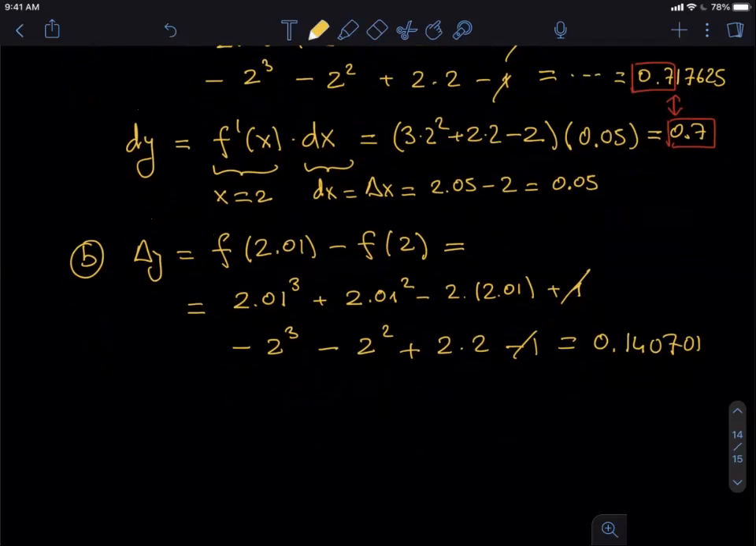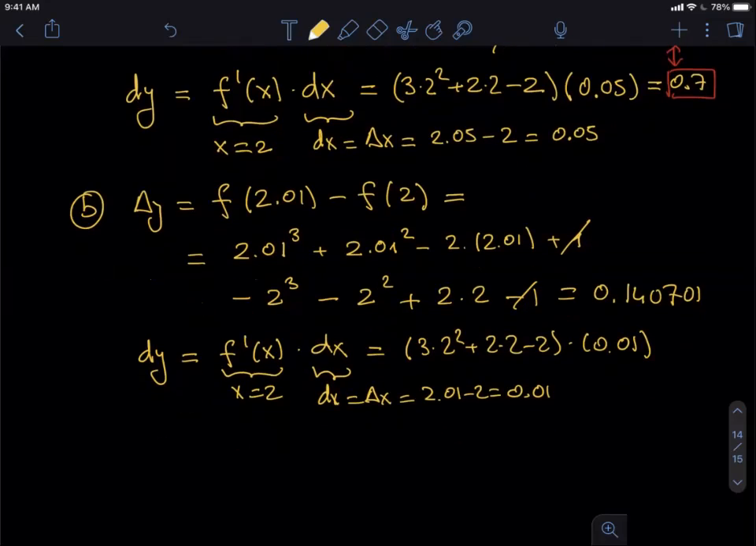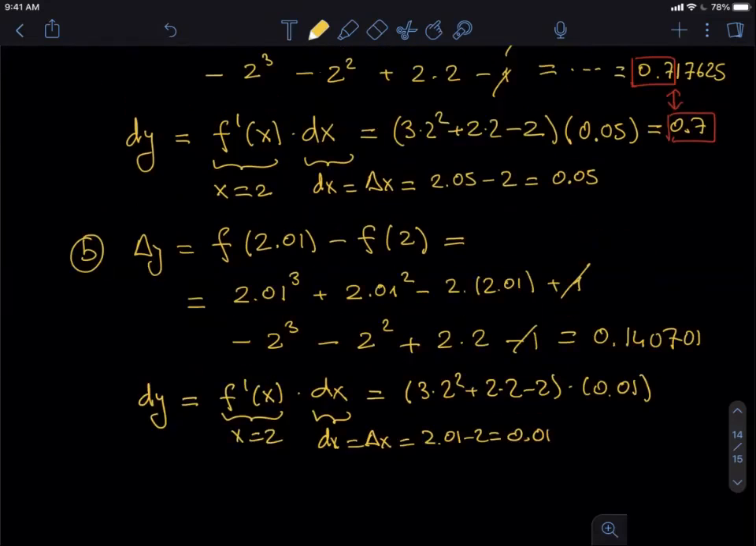Let me show you that actually the differential does much better. Because again, since we are working around x equals 2, the f prime of x, we computed once and we can use it again. It's the same as before. And then the dx is the increment, which is 2.01 minus 2, 0.01. So you see that this is actually a machine.